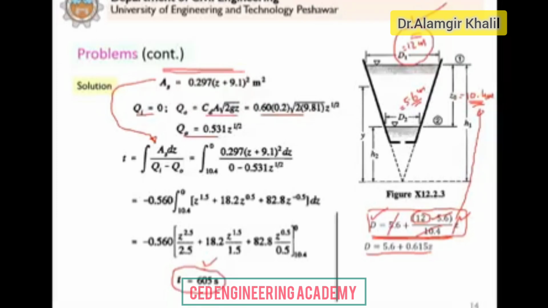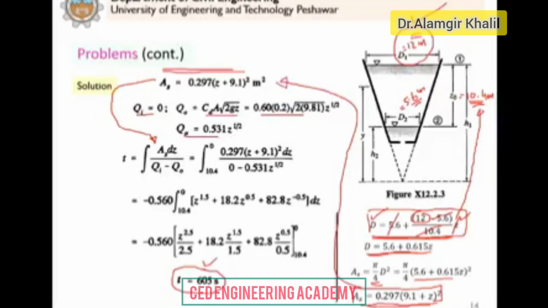So now we can express the diameter in this form. Now we have the area, which is pi by 4 d square. And now we get pi by 4 into 5.6 plus 0.615 z whole square. And if you simplify, we get A is equal to 0.297 into 9.1 plus z whole square. And you can see that this equation is essentially the same as the earlier equation. You can see here, this is same as this. So whichever approach is convenient to you, you can follow and you can get this answer.